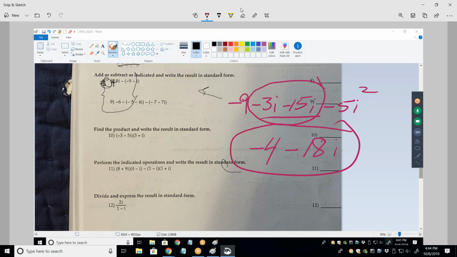And that's the correct form? Yeah. Okay. Unless I did the math wrong. But no, you're going to have minus 9 plus 5. Yeah, because i squared is a -1. Okay. All right.